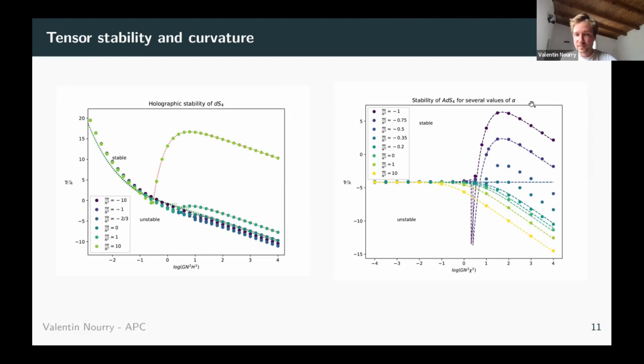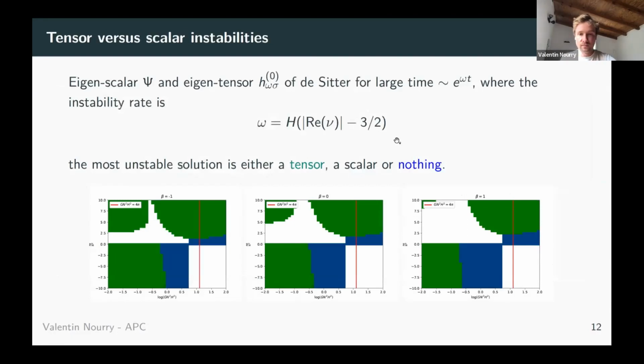But still, there is a similar behavior where for a given value of the curvature, the transition from instability to stability will look a bit different on the right-hand side of this panel. The last quantity I can tell you about is the characteristic rate of the instability in the theta. So if there is an eigen scalar or eigentensor of the theta, for large time, they will scale as an exponential of omega t. And this omega is just proportional to the Hubble rate and the difference between the real part of nu and 3/2.